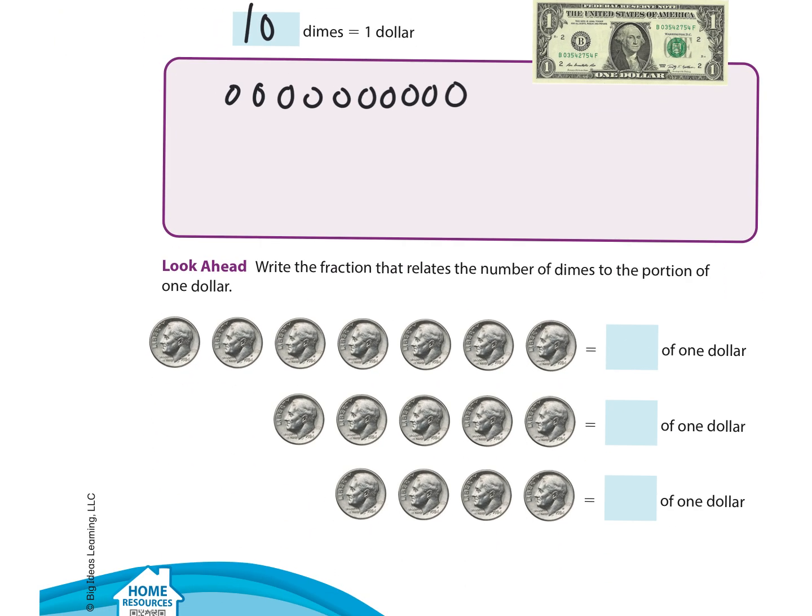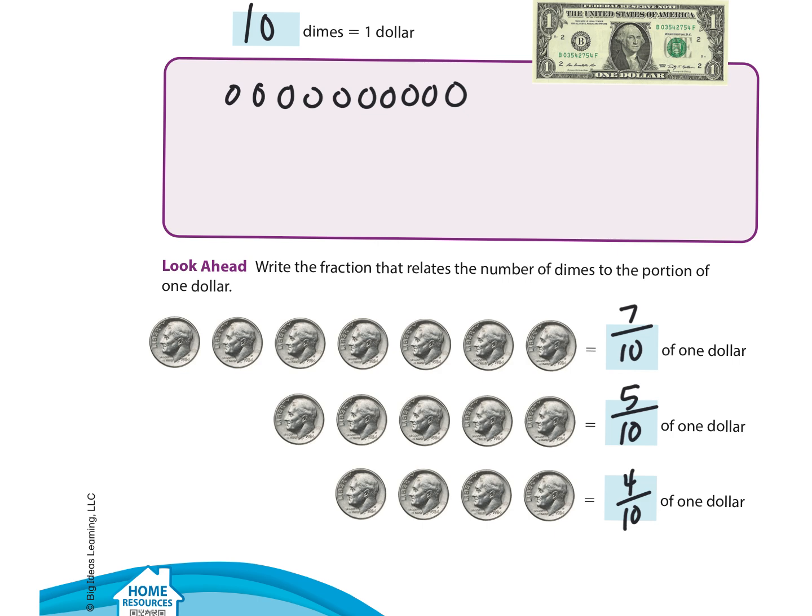Okay, what fraction, though, relates the number of dimes to the portion of $1? So we have all of these dimes here. I have 7. So what would that fraction look like of $1? 7/10. On the next one, what would I put? 5/10. And the last one would be 4/10. Okay, so that's what my fraction looks like.